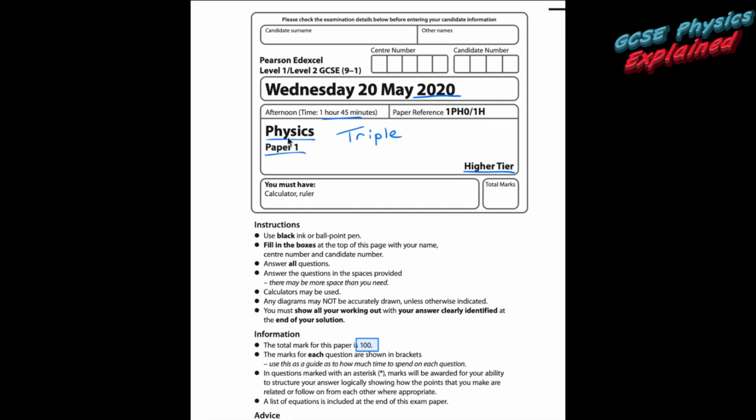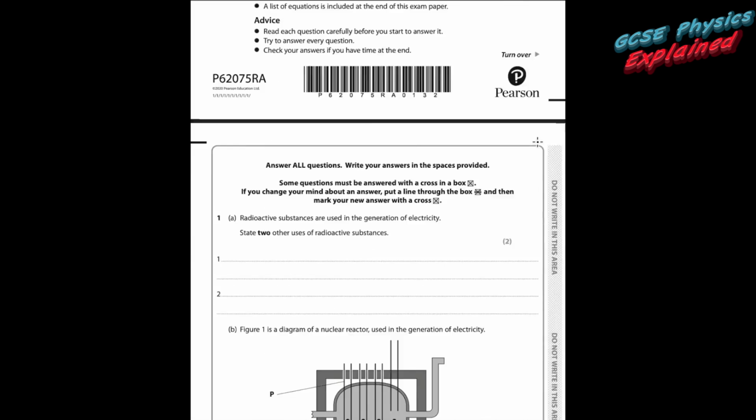A walkthrough for the physics triple paper. It's paper 1, the higher tier. You get 100 marks, you get 1 hour 45 minutes from 2020.